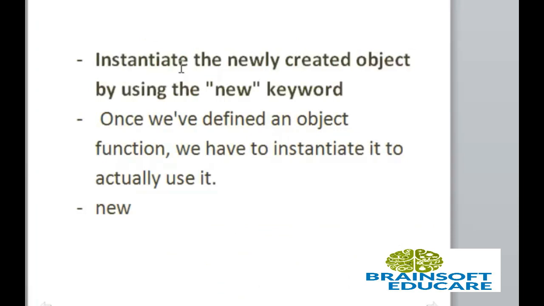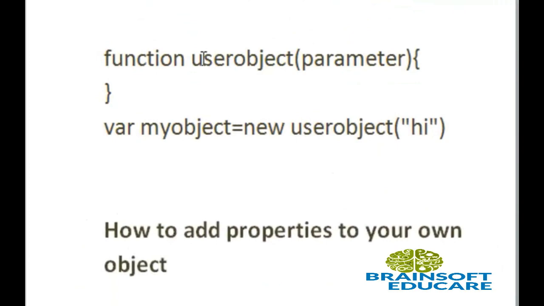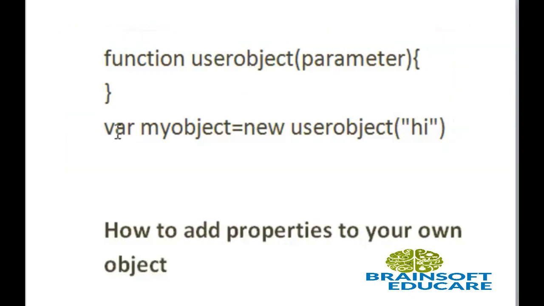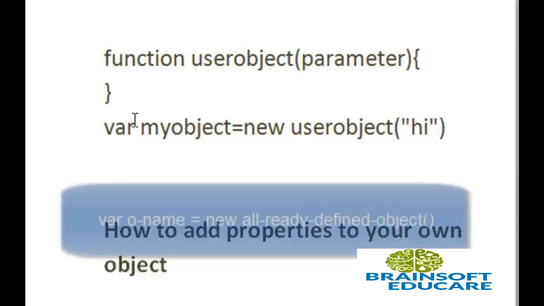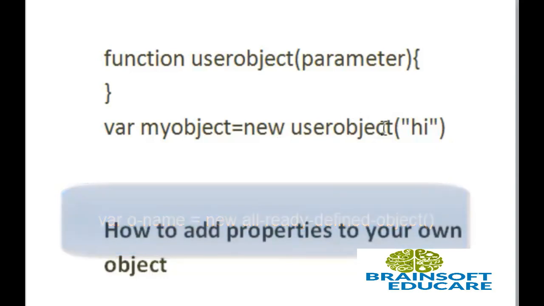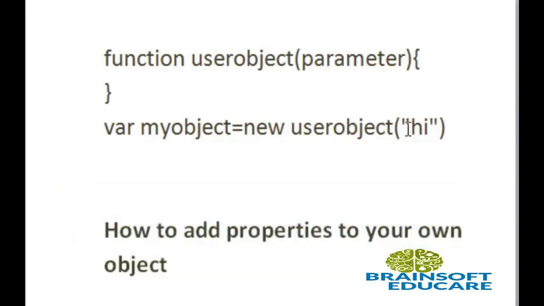Once we have defined an object function, we have to instantiate it to actually use it. We can use the new keyword to instantiate that object. Here is the example. Here we have defined user object. Now if I want to instantiate this user object, I should write like this, where object name, new keyword, and our already defined object. If you want to pass any value, then you should write it into this parameter.